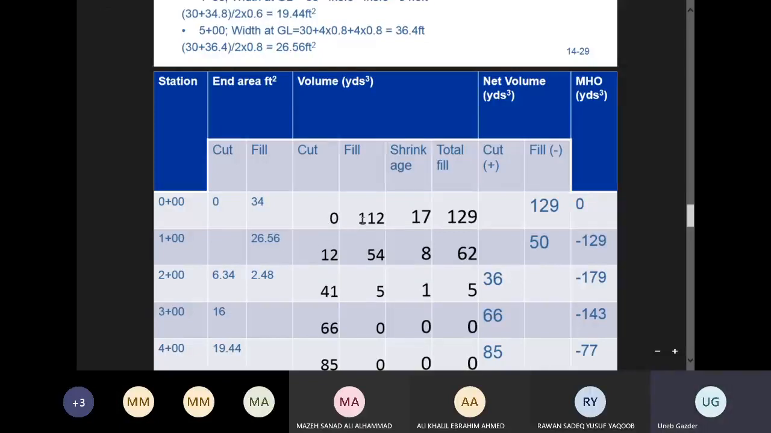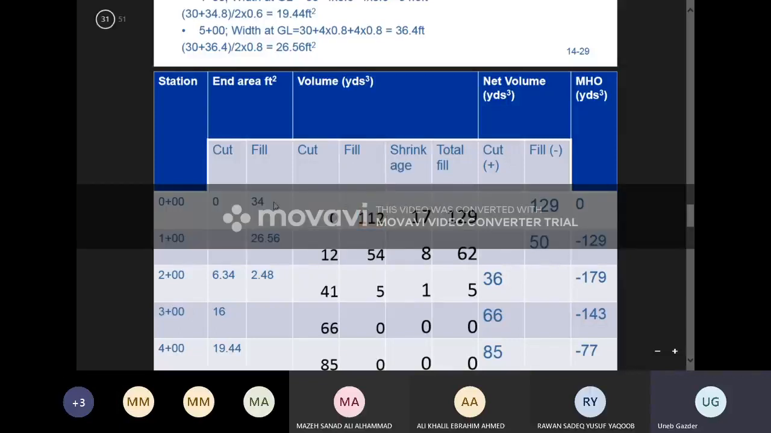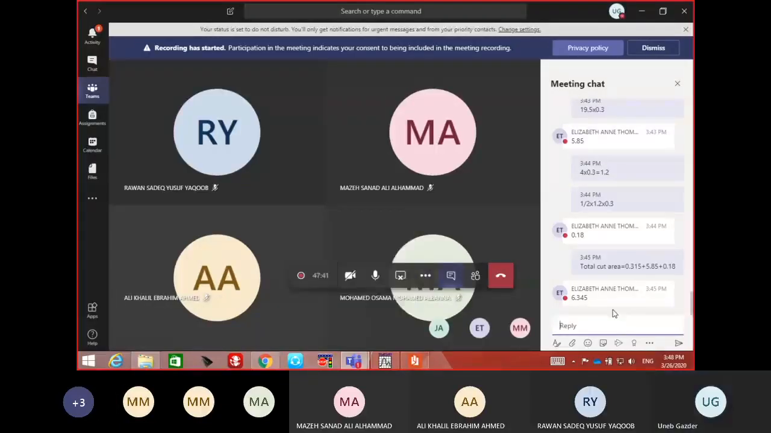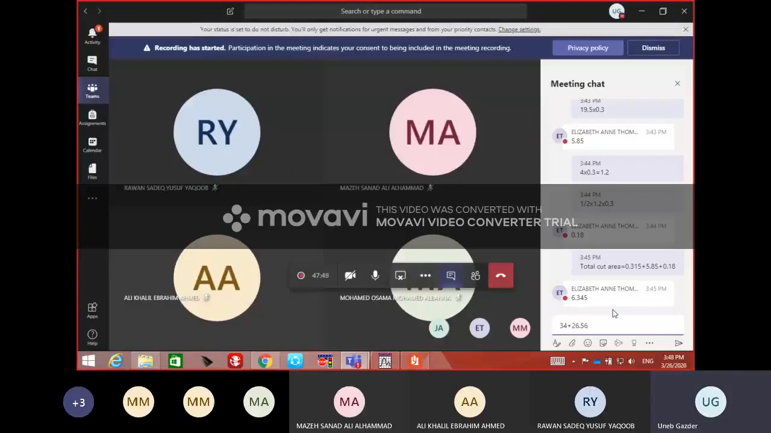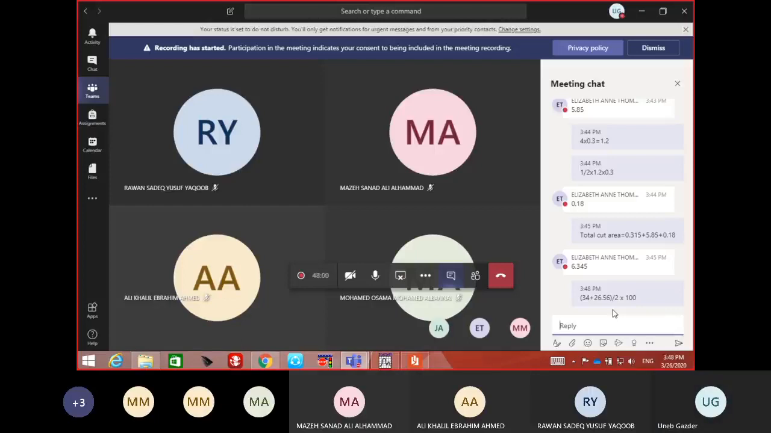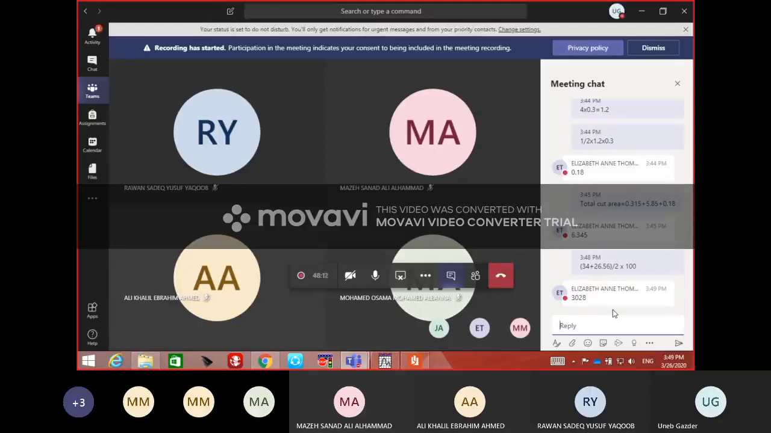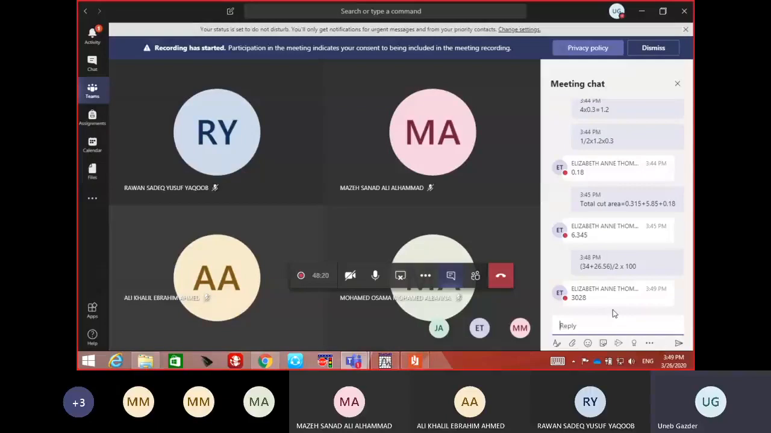You come to fill. How did I calculate 112? First area, 34. Second area, 26.56. So you take their average and multiply with the length. Length is 100 feet. So if you do this, 34 plus 26.56, and then you have to take their average and multiply by 100. How much will this value be? Now this is in cubic feet because all the quantities are in feet, right? Cubic feet. So this is the answer in cubic feet.